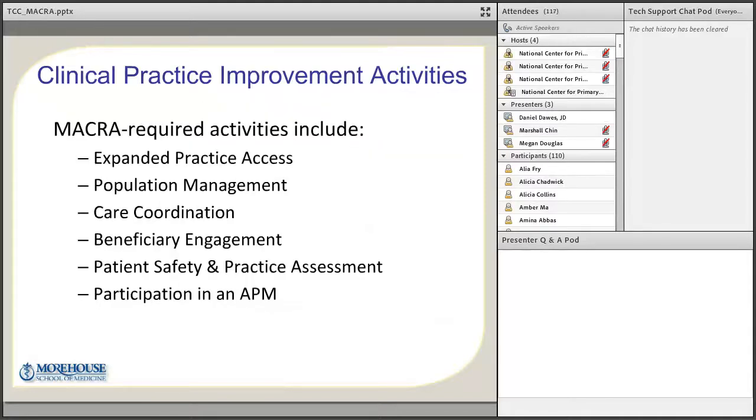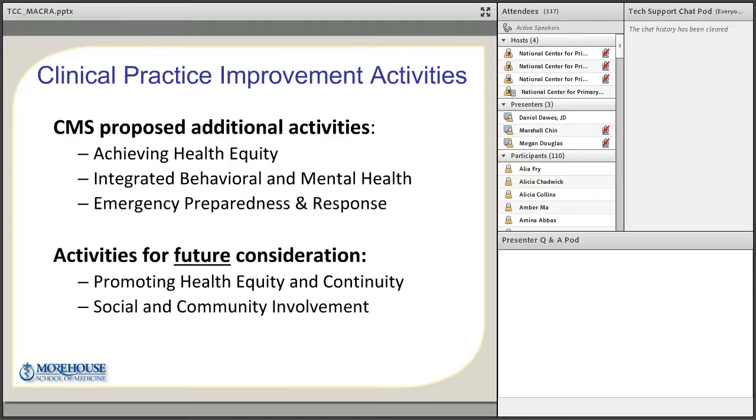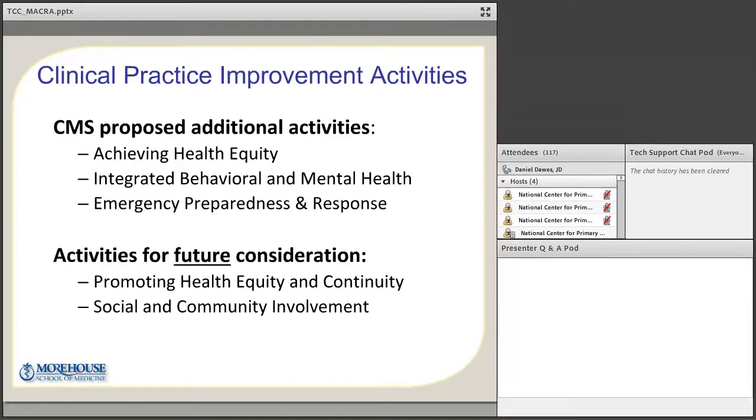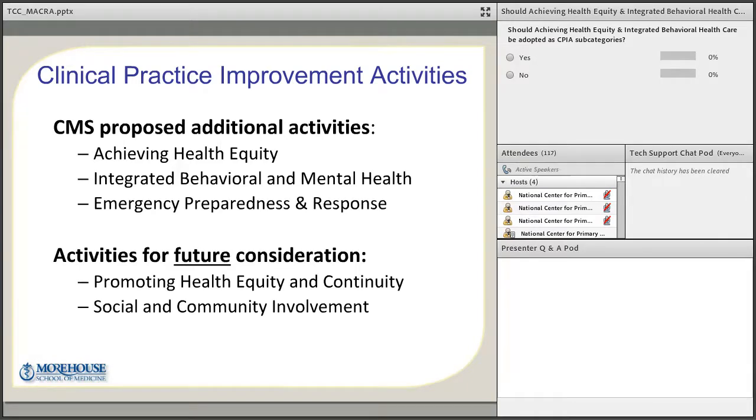So here are the required activities under CPIA. They're going to look at expanded access, population management, care coordination, beneficiary engagement, patient safety, and practice assessment. And there are also proposed additional activities here that they're interested in looking at. Achieving health equity was one of them, integrated behavioral health and mental health, and emergency preparedness and response. So these are folks who are in the military. They are interested in hearing whether they should also include folks who have done that type of service.